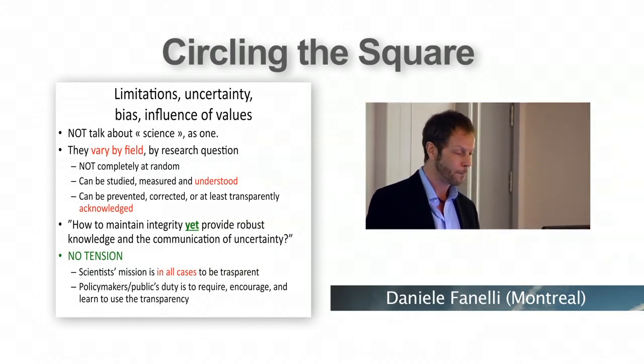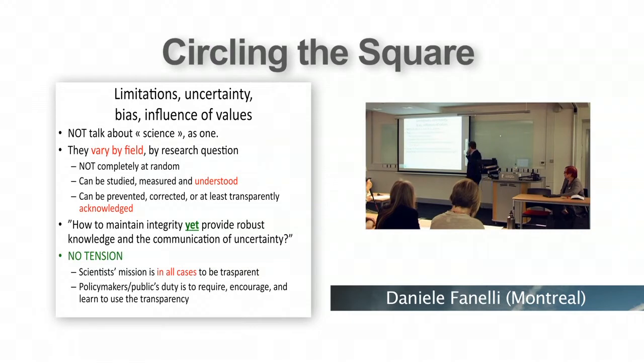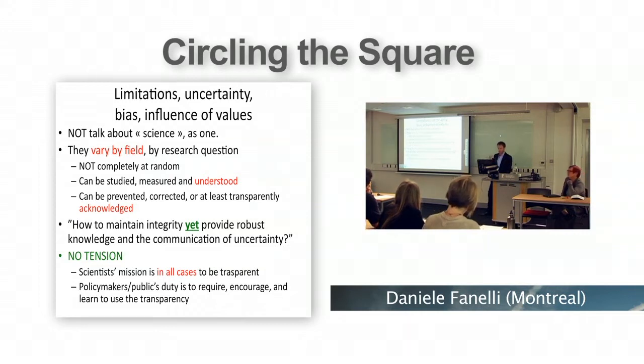So this is where the subtitle, the suggestion made to the panelists comes in. How to maintain integrity yet provide robust knowledge and the communication of uncertainty. I don't quite think there is any tension there. No matter what maybe some philosophical developments of the last 30, 40 years might suggest, I still think that the fundamental mission of scientists is to be transparent about these issues and not even trusting yourself. So being as forward as possible about controlling any possible limitation or bias you might not even be aware of.